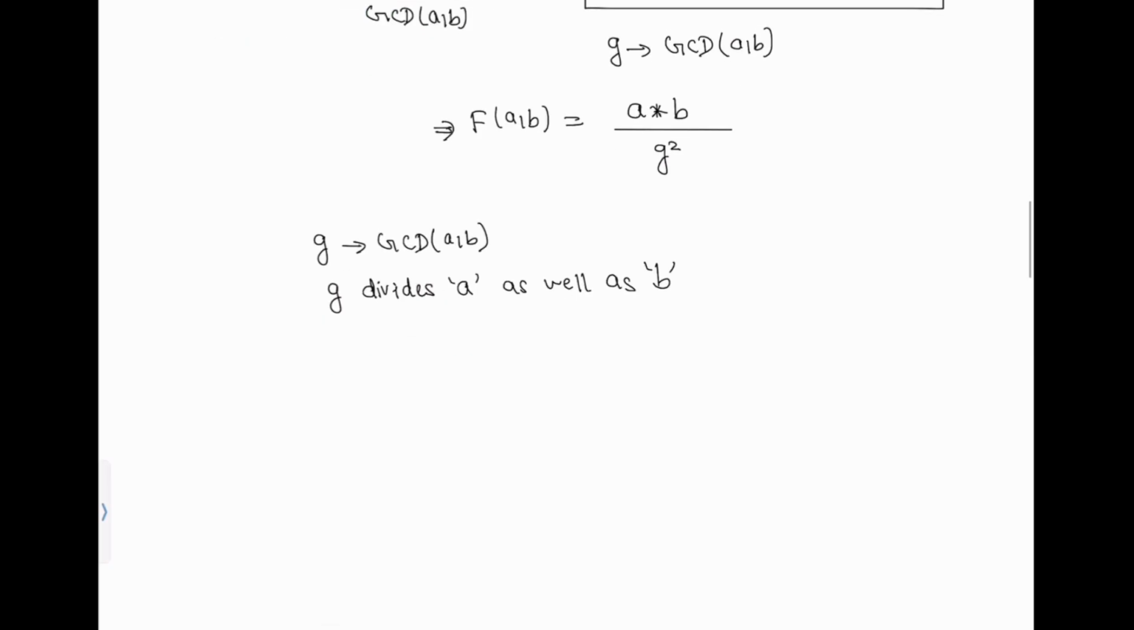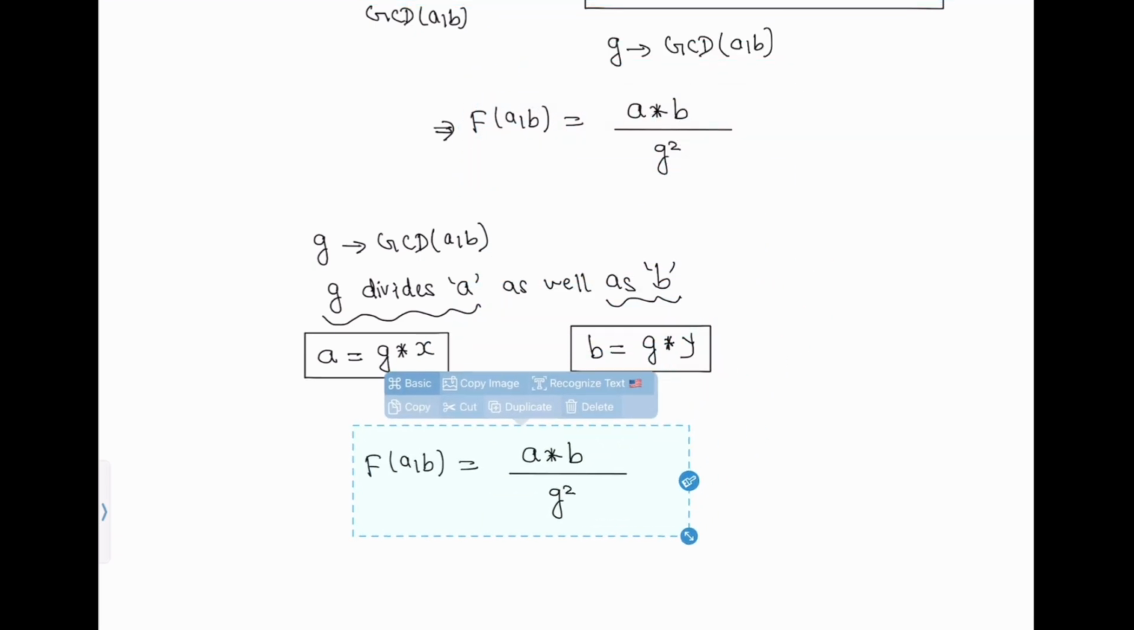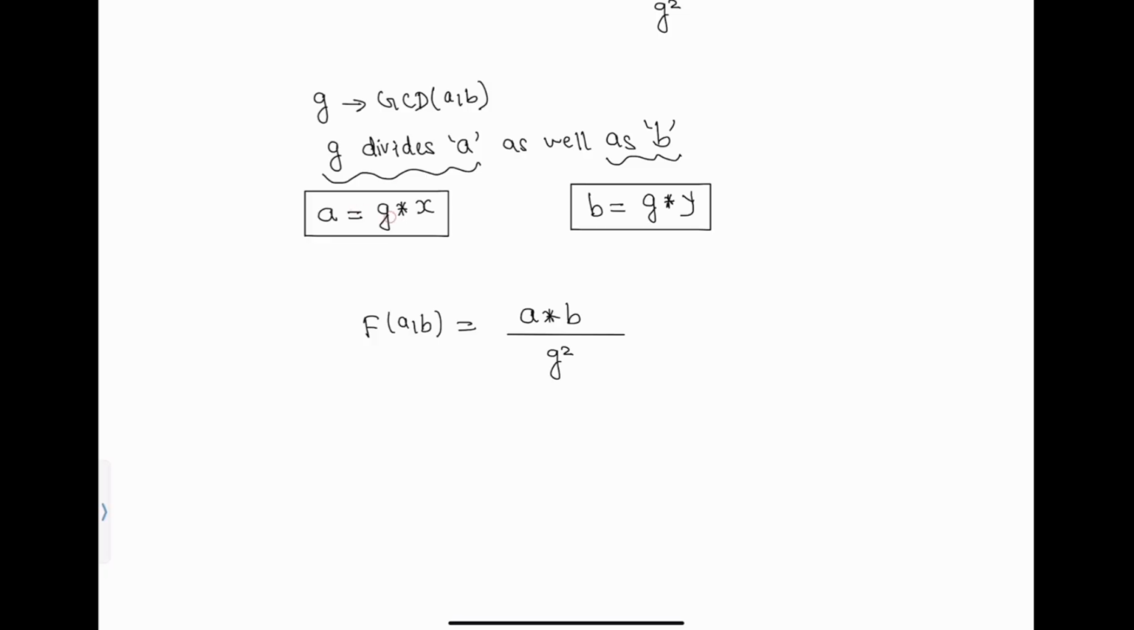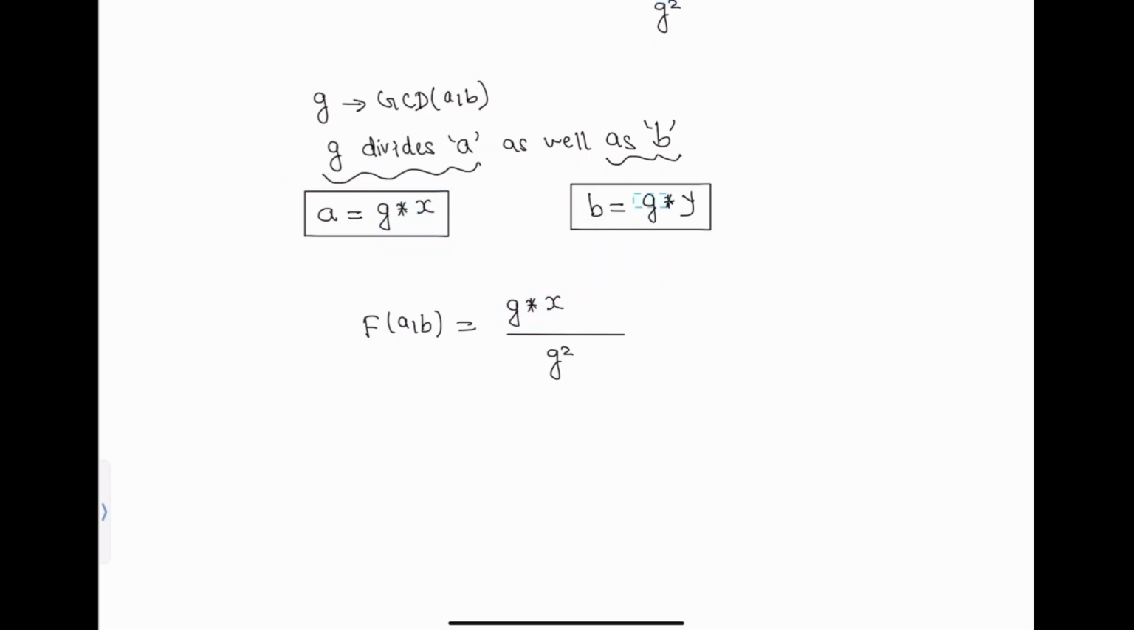So if G can divide A, we can write that A is equal to G multiplied with some number. And similarly, since it also divides B, we can write B as equal to G multiplied with some number. Now, let's make a copy of this equation. Instead of A, I will write G multiplied with X, and instead of B, I'll write G multiplied with Y. So this is my A and this is my B.